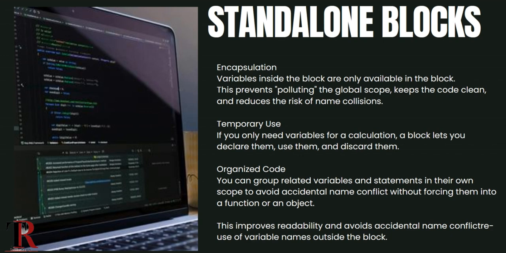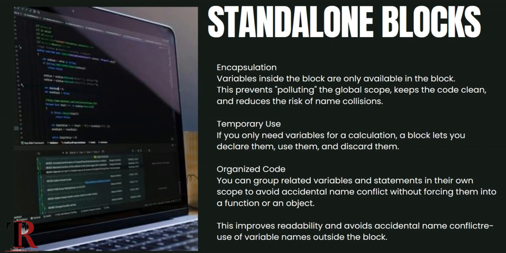Then temporary use. If you only need variables for a calculation, the block lets you declare them, use them, and discard them. Look at the example that we had in the last lesson. That example was just for a calculation, and we only needed those variables for the calculation. We declare them inside that block, then we use them, and then we get an output. Anything outside of that, you can discard, because the variables are done once we got the output that we wanted in our browser.